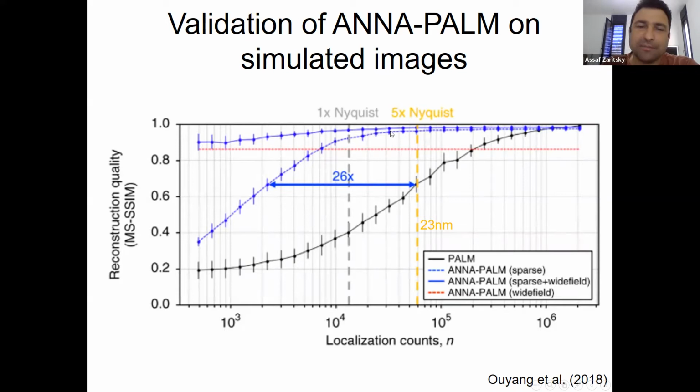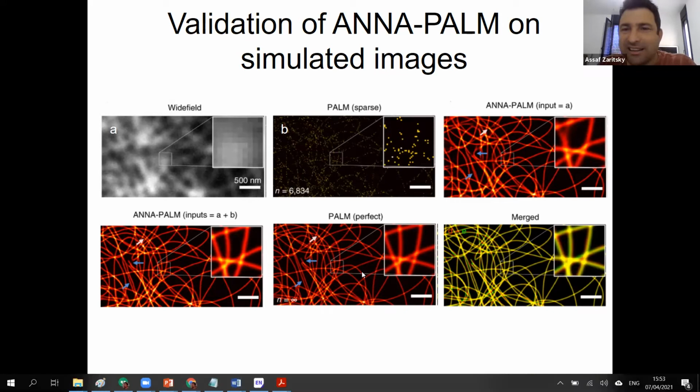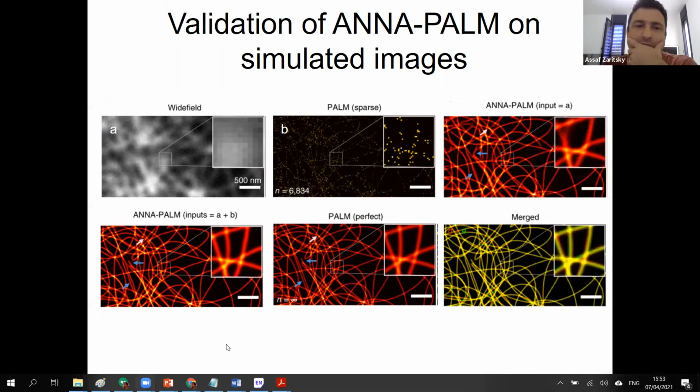Okay? And in principle you say, this is not a huge change, but the differences, as you can see here, are actually the things that we care about the most, which is the fine details. I mean, why do we do super resolution if we cannot look at the fine details? Okay? Questions?